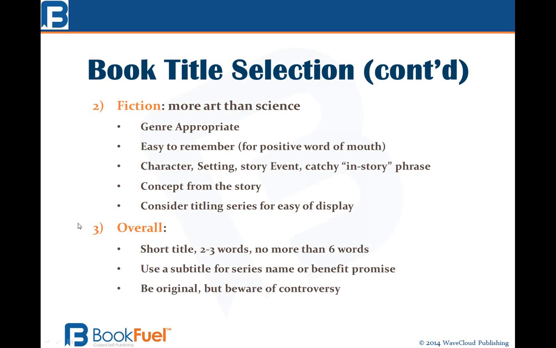Overall, go for short titles, 2 to 3 words, no more than 6 words. Use a subtitle for your series name if you've got a novel that's part of a series, or for your benefit promise. And be original, but beware of controversy. It's okay to have a title that reaches out and grabs people and maybe parodies another title, but if you've got one that's very controversial and might turn off people who won't even bother to learn about the content of your book, the title alone would scare them away.